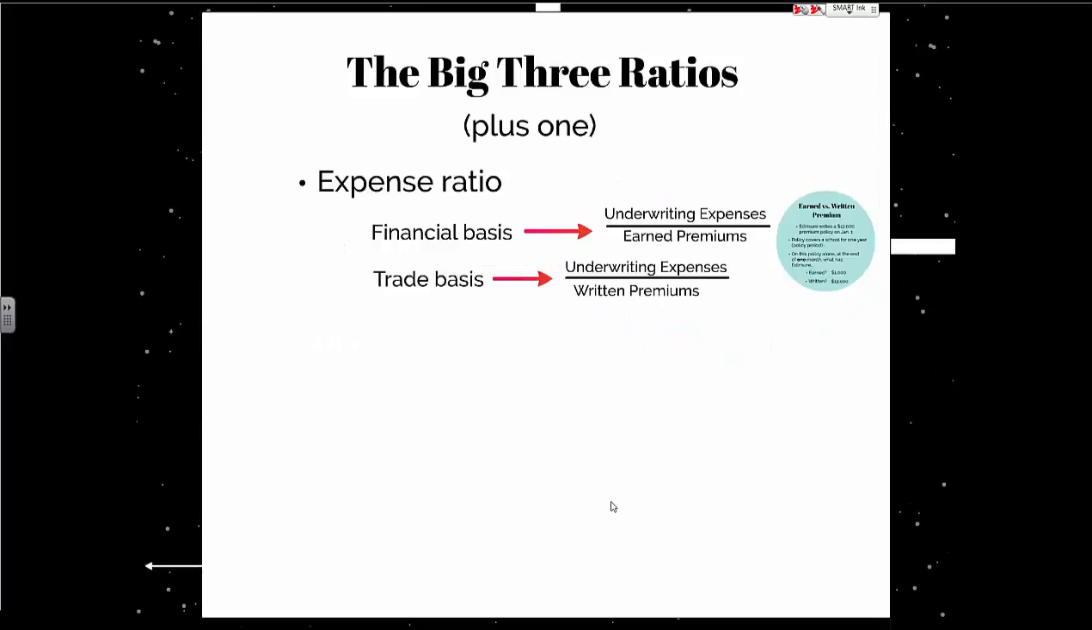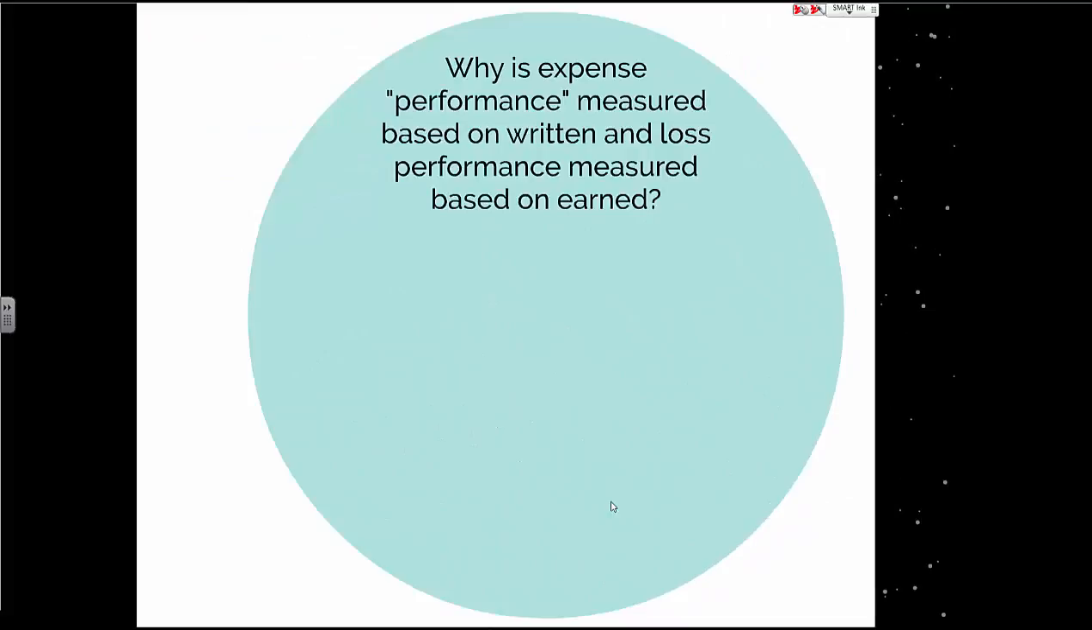Now let's move on to the loss ratio, and we'll do more comparisons between earned and written premium as we move forward. The loss ratio is losses plus loss adjustment expenses, where loss adjustment expenses are claims expenses, defense costs, and other costs associated with paying off a claim that are not the actual loss payment or claims payment. And this is divided by earned premium. So why is expense performance measured based on written premium and loss performance is measured based on earned premium?